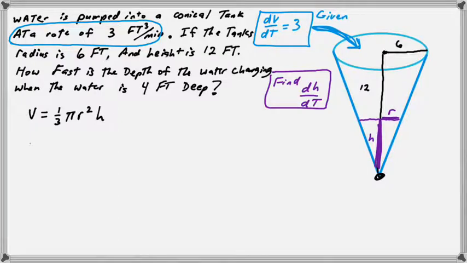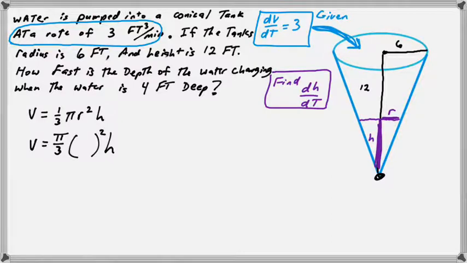Now, they give us dV/dt, so I want V. They want us to find dh/dt, so I want h. Is there a variable that I don't want in this equation? I probably should eliminate the r. That's what I mean when I said this involves a secondary equation. I would like to get this down to simply two variables, 1/3 pi r squared h. If I can get it down to two variables, it makes finding the derivative much easier.